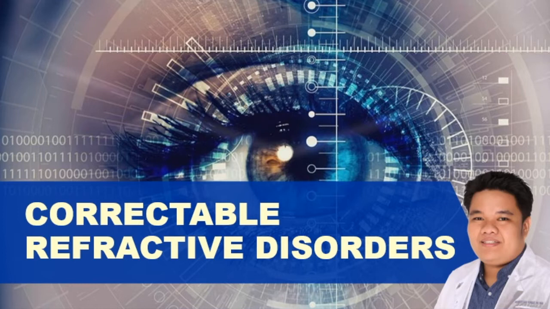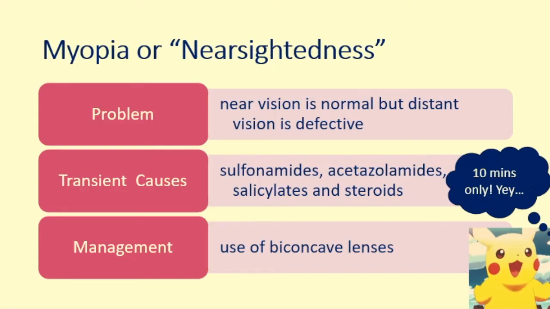Hi there. In this discussion, we'll be talking about your correctable refractive disorders. So your error of refraction, take note, is a problem of our lens. Okay, so let's talk about correctable refractive disorders. First, you have your myopia. Myopia or nearsightedness. Okay, so what happens in myopia?